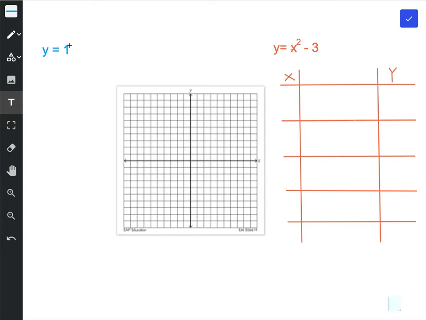Weird in a couple ways. This is a y only, and this is not a line. This is not y equals mx plus b. It's x squared. We haven't done that yet, but here's a strategy for both. So the first thing I noticed for this one's a little easier. This is y equals 1.